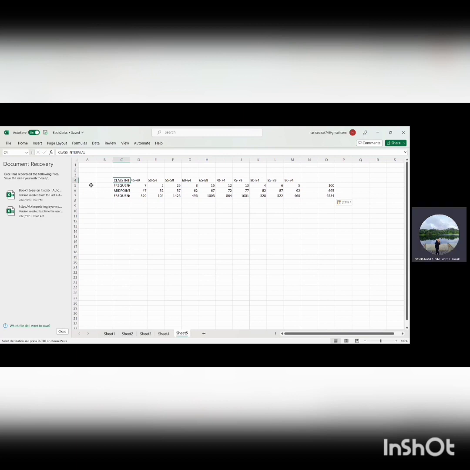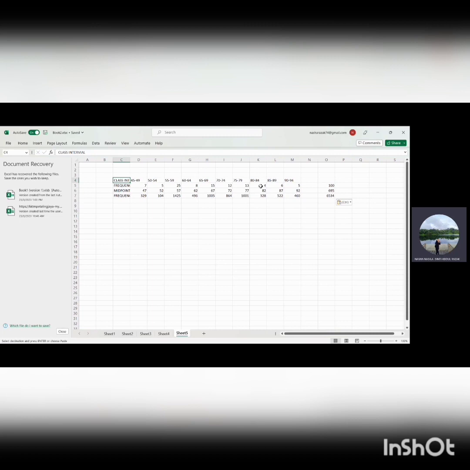As you see, the frequency for each class has been determined. Midpoint is the result of adding the class interval limits and dividing by two. The result of adding all frequency values is 100, while the result of adding the frequency multiplied by midpoint is 695.